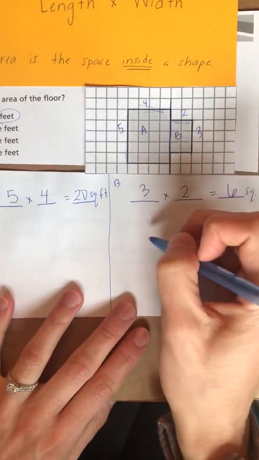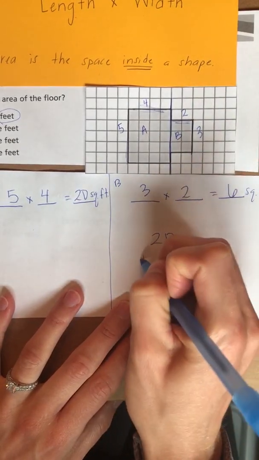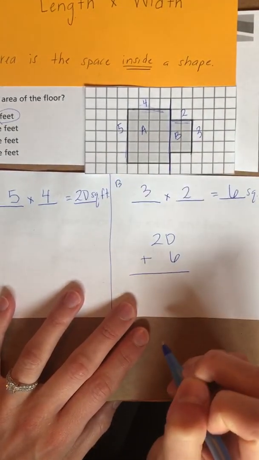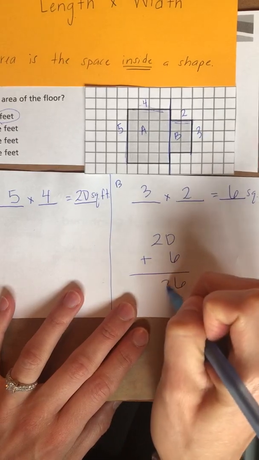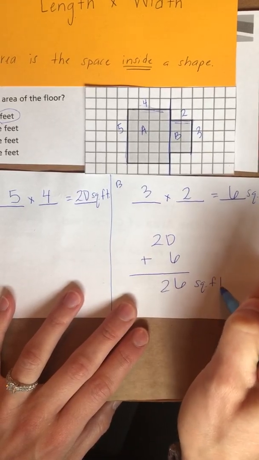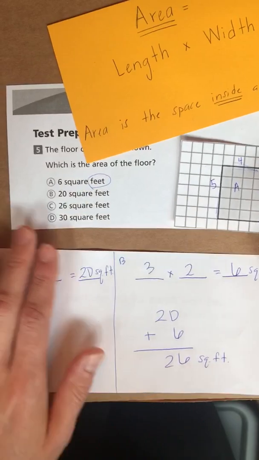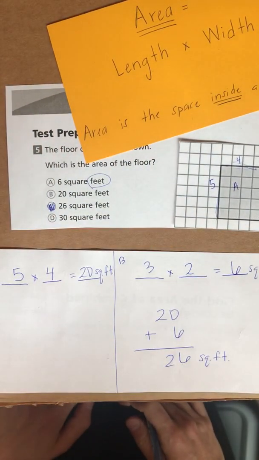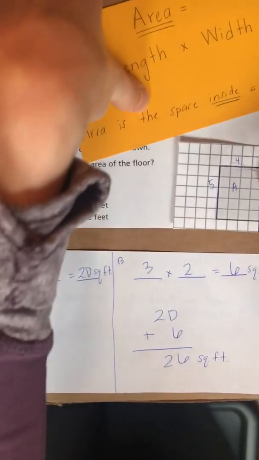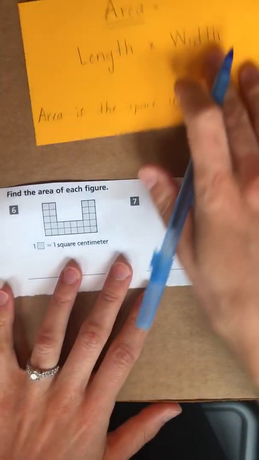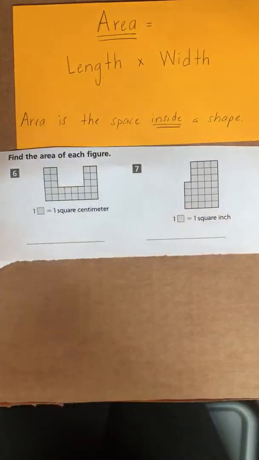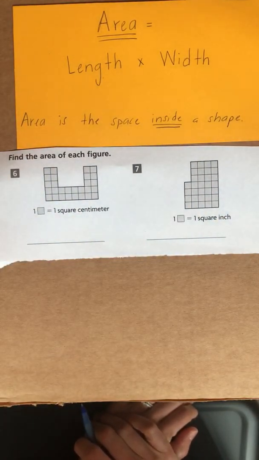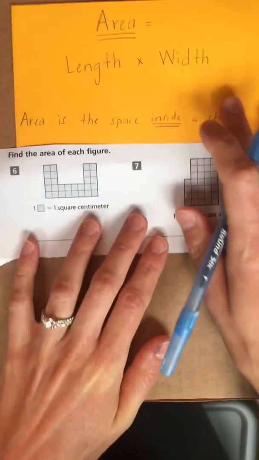Okay, friends, great job. So you should have told me that your part plus your part is going to equal your whole. Well, 20 and 6 more is 26 square feet. Okay, you can check over here. I see our answer, so you can go ahead and fill it in on your paper. Okay, friends, great job. Let's take a look at questions 6 and 7. Okay. 6 and 7 are going to be the last questions that we do together.